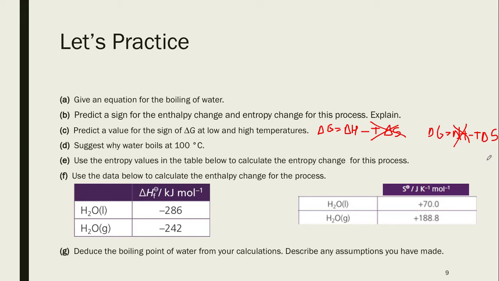Now we're going to add some numbers in. This will be the main thing: we have our Gibbs free energy equation, and from that we can calculate delta H and delta S and then combine them all together. So in letter F, it says use the data below to calculate the enthalpy change for the process. We're given the delta H of formation for our liquid water and our gaseous water. Hopefully you remember delta H of formation.